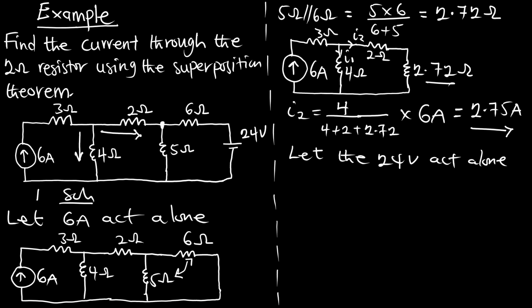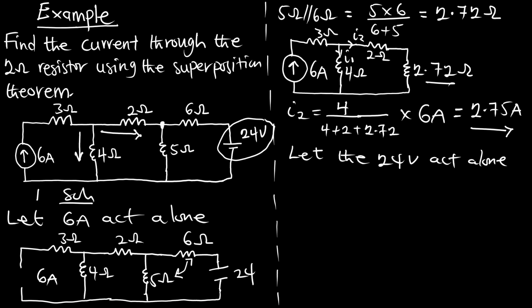So we have the 24 volts acting alone. We have to draw our circuit. If the 24 volts is going to act alone, we are going to open circuit the current source. Let's pay attention here. Imagine this current source is opened. Let's check from the second diagram. It is open this way, and we have our voltage source active this way as our 24.